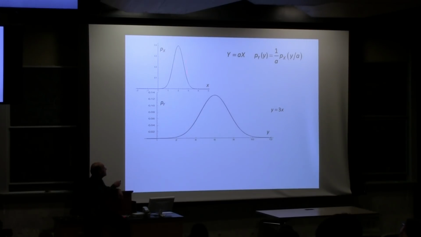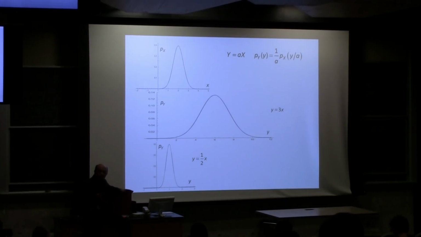Here's x. Here's its probability distribution. What's going to be the mean of y? 1. It just squishes it. When you squish it, it also makes the height rise up. Does that make sense? Do you see what's going on?